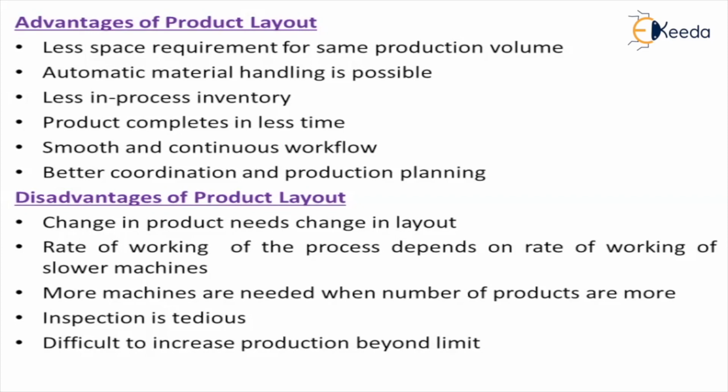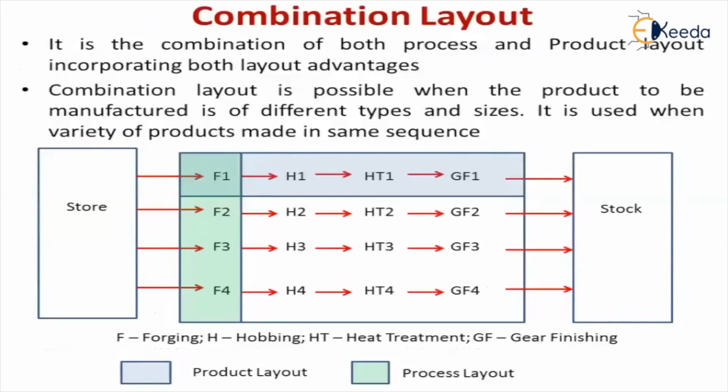Then inspection is tedious because every time he has to walk the entire line and inspect. So if there are 5 to 6 assembly lines, then it is tedious to watch all the manufacturing lines. And it is difficult to increase the production beyond its limits because we know this is the capacity of the machines that we have. So it is not possible to increase the production beyond certain limits.